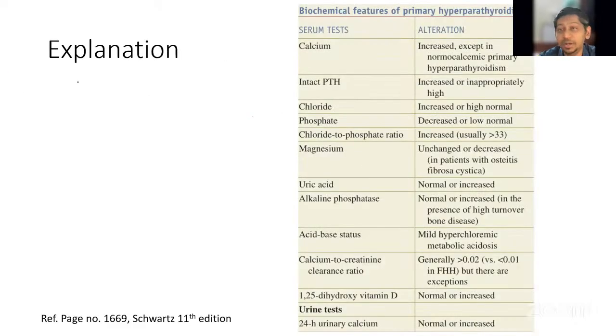So, a very important table from Schwartz. You can look at it: increased calcium, increased PTH levels, decreased or low normal phosphorus, and along with this, you can see that the vitamin D has to be normal. All right. So these are the features of primary hyperparathyroidism.